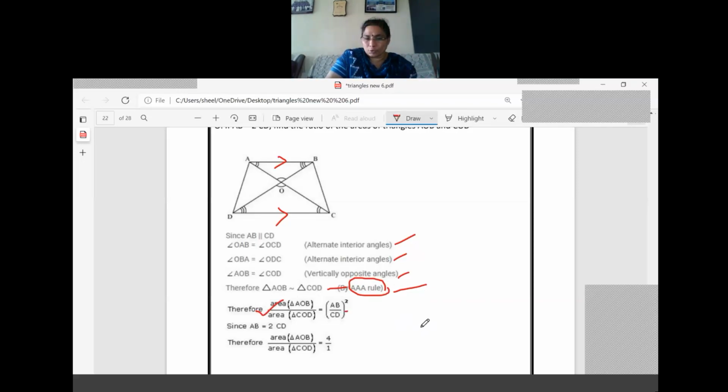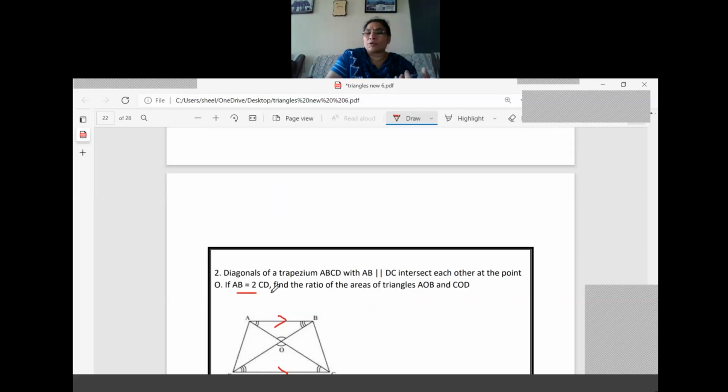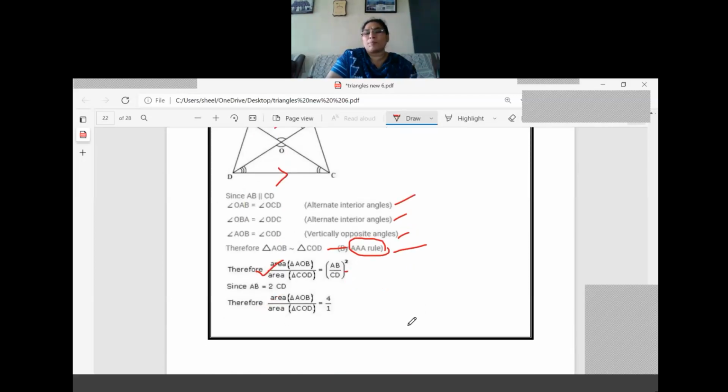Area of the triangle AOB by area of the triangle COD equals AB by CD whole square. This time we have written AB by CD. Why? The reason is AB equals 2CD, which is given in the question, right? So we have written AB by CD whole square. Now we are replacing AB as 2CD. See this one? It is equal to 2CD by CD whole square.